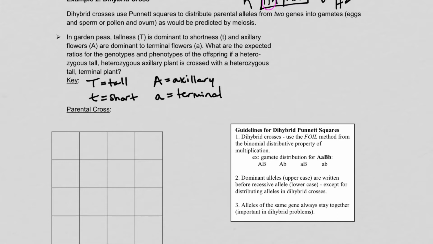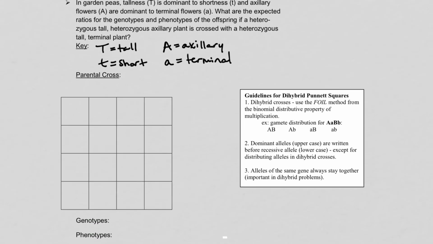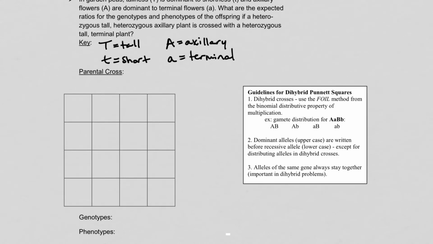All right, so now looking at the expected ratios for the genotypes and the phenotypes. If a heterozygous tall, heterozygous axillary plant is crossed with a heterozygous tall terminal plant. Okay, so the heterozygous tall, heterozygous axillary would be crossed with a heterozygous tall terminal plant.